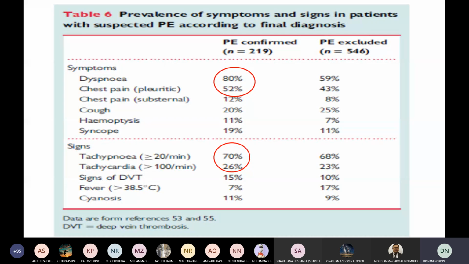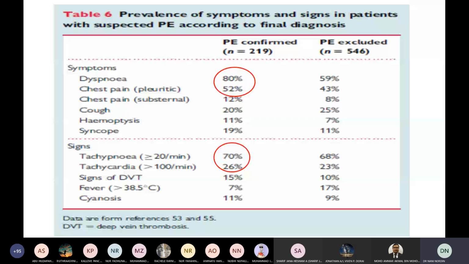So they will just come with dyspnea or tachypnea, and if you check the pulse rate it is high. Only about 50% come with chest pain usually. So most of the time they can come only with dyspnea, tachypnea, and they will have some sort of tachycardia. Okay, all right.